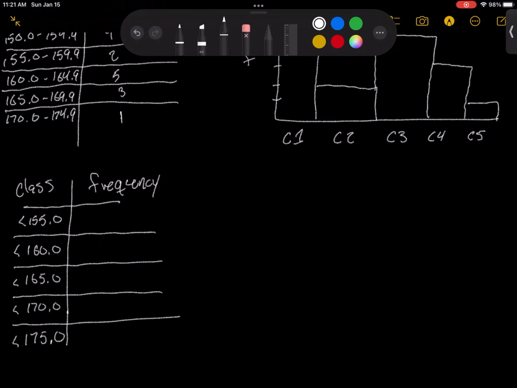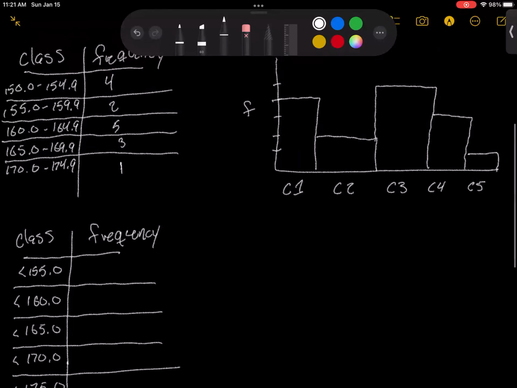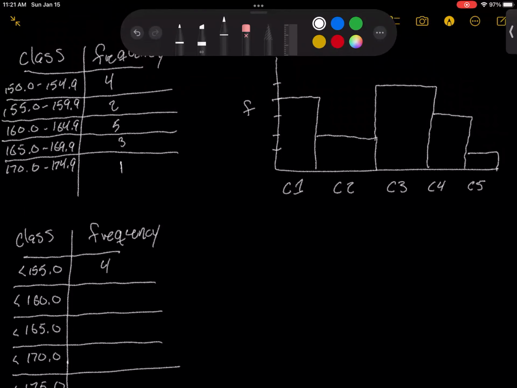All right, so the frequencies. How many students have a height strictly less than 155.0? Well, that would be the 4 that are inside the first class. How many students have a height strictly less than 160? That would be this 4 that's inside the first class, but then also these 2 that are inside the second class for a total of 6, right? As we go down, we just collect more data points.